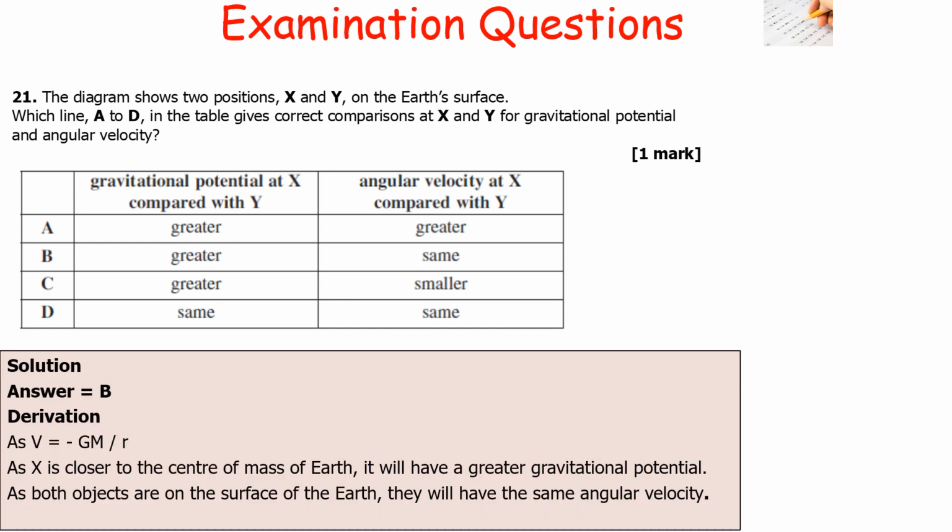So as we know that potential is equal to minus GM over r, that equation is given to us in our equation book, and X is closer to the centre of mass of the Earth, so therefore we'll have a greater gravitational potential because the value of r is smaller, so V will be greater. Now, because both objects are on the surface of the Earth, they'll both spin at the same rate because the Earth is spinning at a constant rate, so therefore our answer is B.